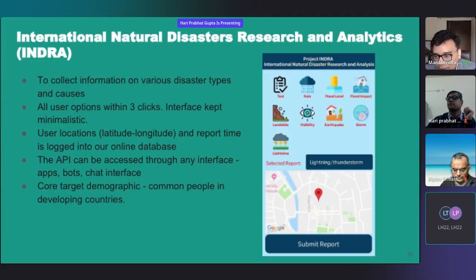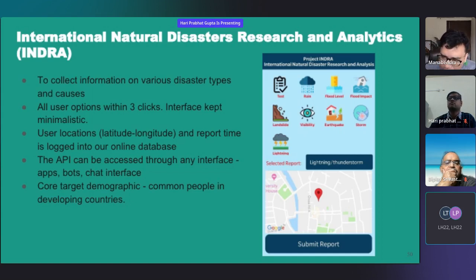So this is just the home slide of the application that we have developed. It's deployed in Android Play Store right now. So if you go and Google Indra or Indra Reporter, then you will find it there. And in the home screen, you can see options for rain, flood level, flood impact, landslide, visibility, earthquake, storms, and I think lightning storms.